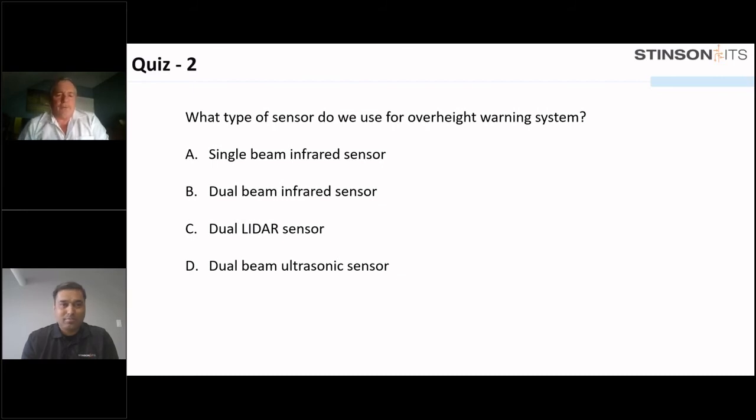Question number two, what type of sensor do we use for overhead warning systems? Is it A, single beam infrared sensors, B, dual beam infrared sensor, C, dual LiDAR sensor, or D, dual beam ultrasonic sensor? Once again, we'll wait about 15 seconds for answers to come in.